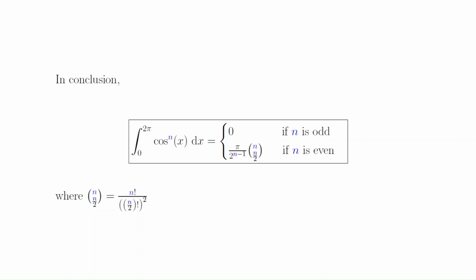To sum up, the integral of the cosine to the power of n of x from 0 to 2 pi depends on whether n is odd or even. If it is odd, the integral is 0. If it is even, the integral is pi over 2 to the n minus 1 times n choose n over 2. And of course, if you wish, you may expand the binomial coefficient as n factorial divided by n over 2 factorial squared.